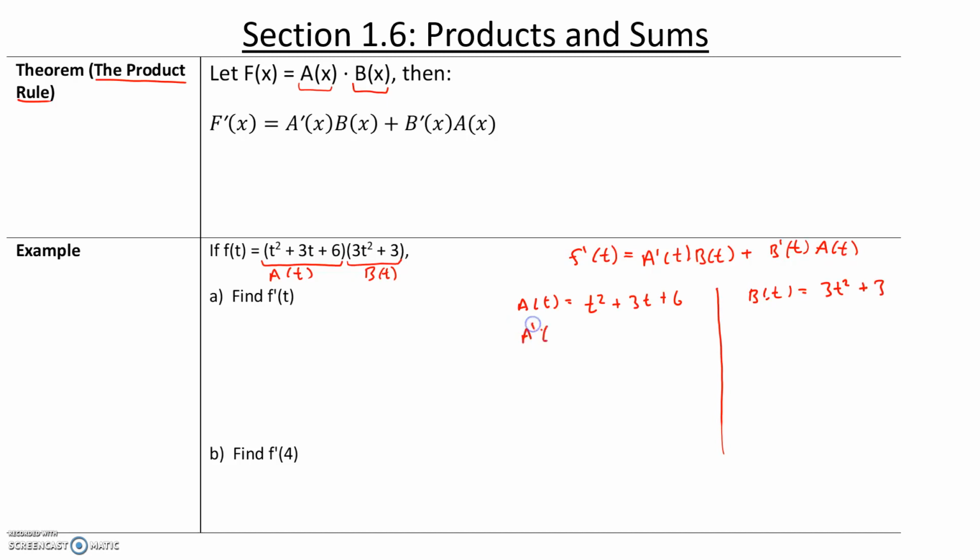Now that I know what a of t and b of t are, I'm going to find a prime of t. So for a prime of t, the 2 comes to the front. This becomes 2t. We decrease the exponent by 1. That's 2t to the first. The second one, there's a t to the first power, so the 1 multiplies with 3. 1 times 3 is 3. And if I subtract 1 here, t to the 0 is 1. So a prime of t just equals 2t plus 3.